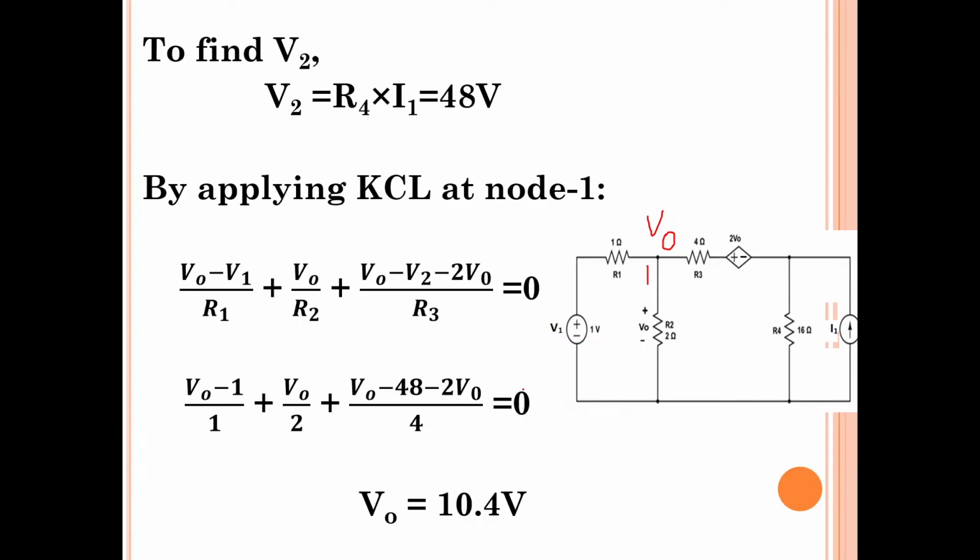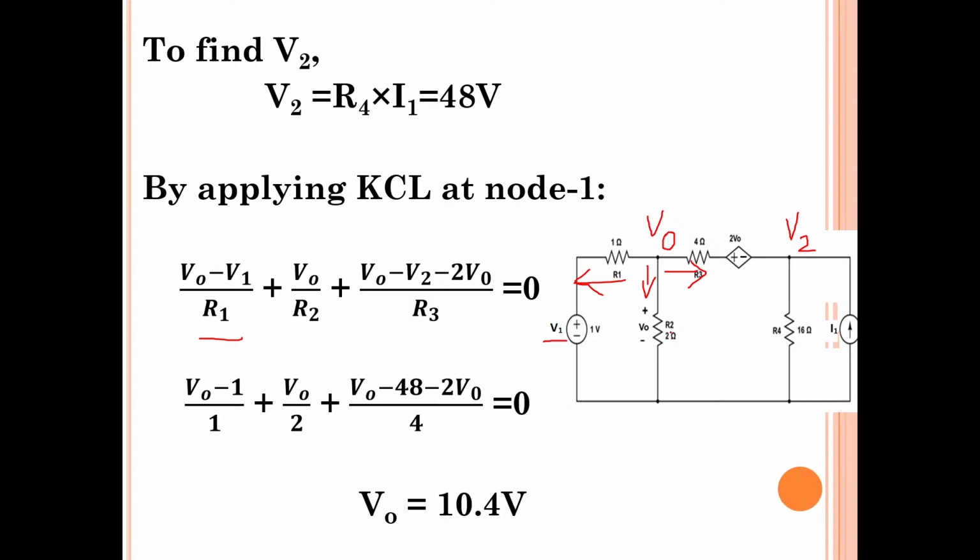Applying KCL at node 1, we have to assume current directions, so let us assume all currents are leaving. What is the voltage at this node? It is V2. Now let us consider branch R1. What is the voltage? V0 minus V1, so the current is V0 minus V1 by R1.